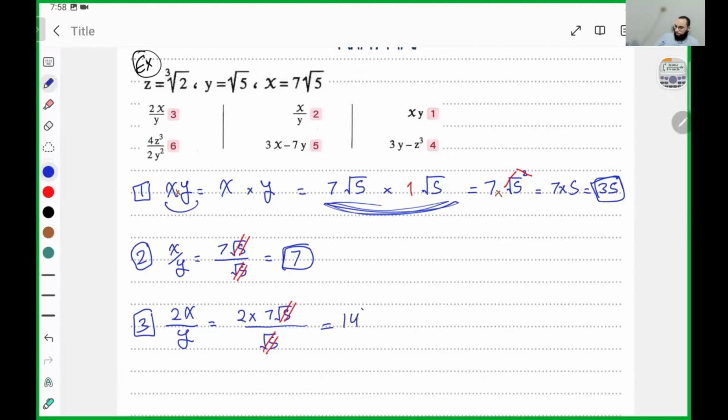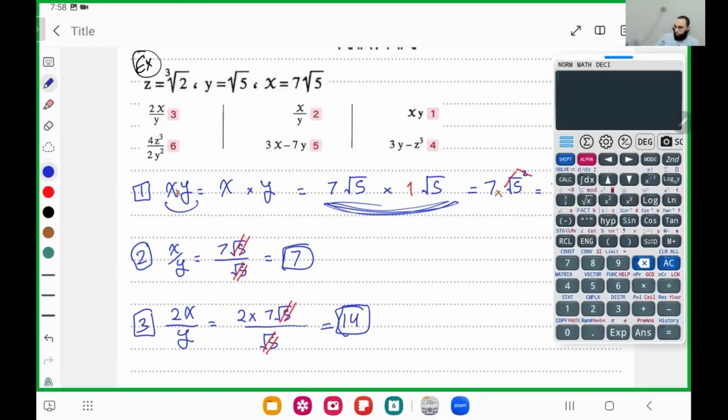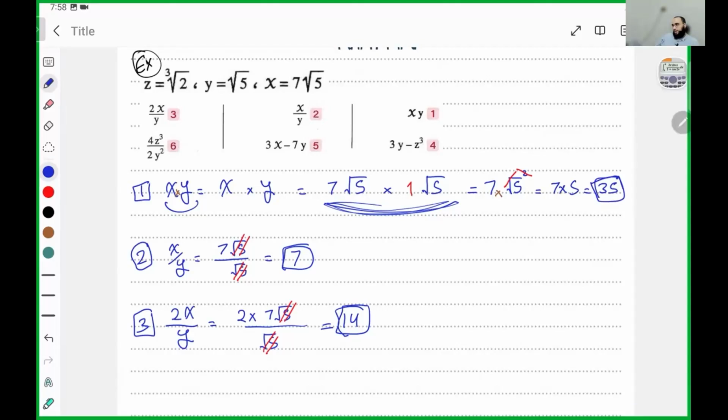Check the calculator. Let's check. It's 2 times 7 root 5 over root 5. It's 14. Correct. Thanks, Lynn Abdel Halim.